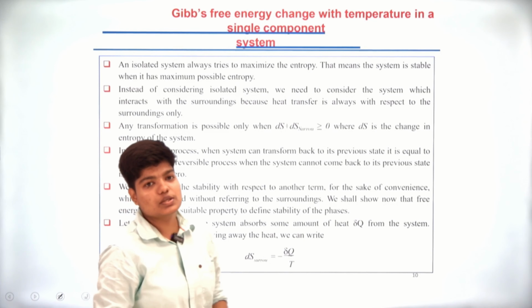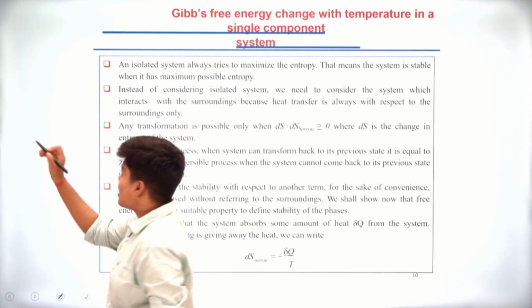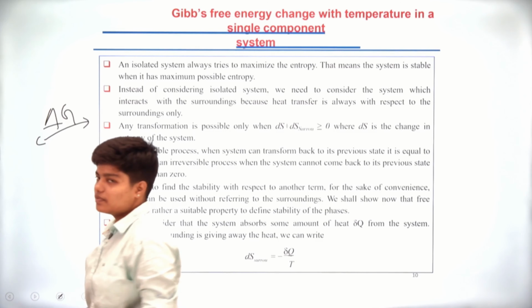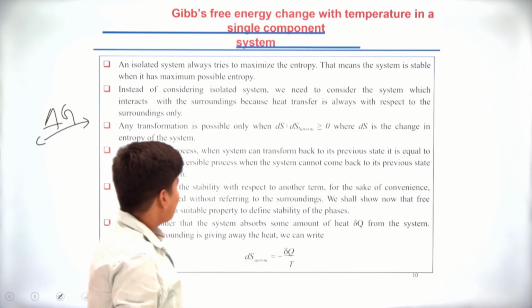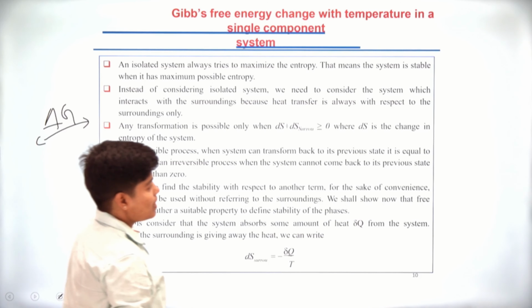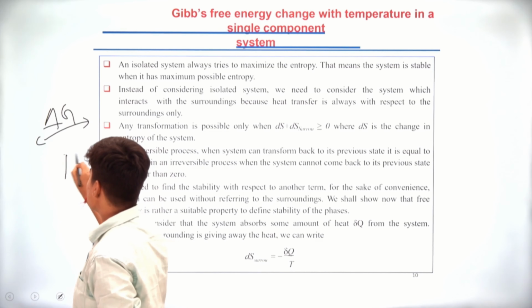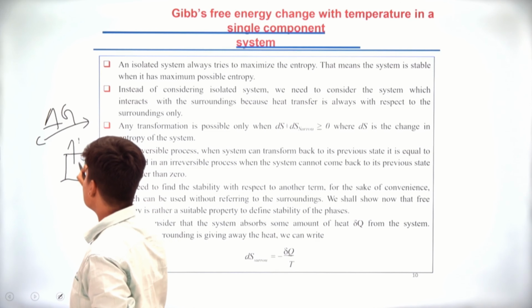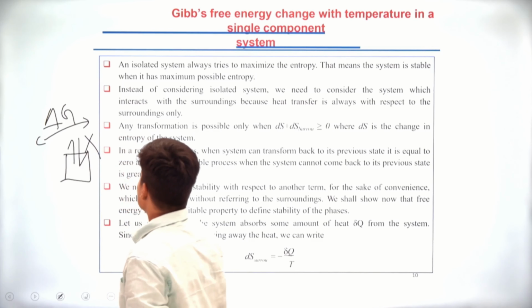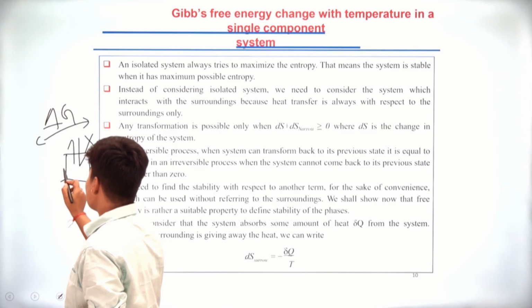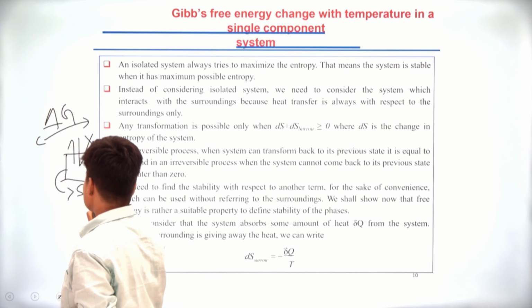Now, the Gibbs free energy is the most important term to determine the stability of the phases. So now let's consider the isolated system. Isolated system means no heat is exchanged with the surrounding. In an isolated system, no heat transfer is going out. So every isolated system tries to maximize its entropy for stability.